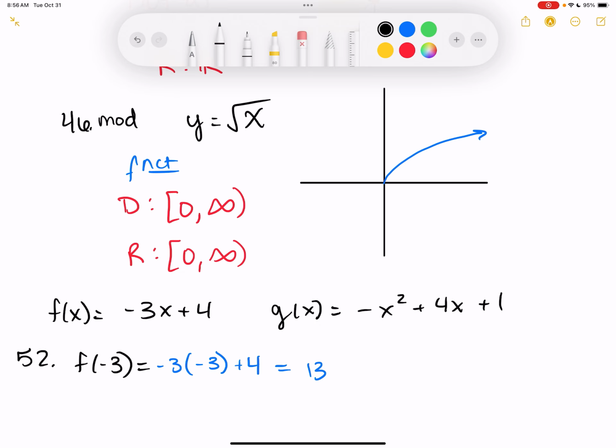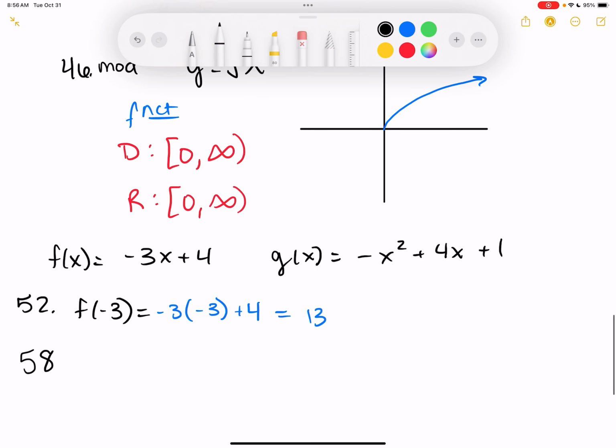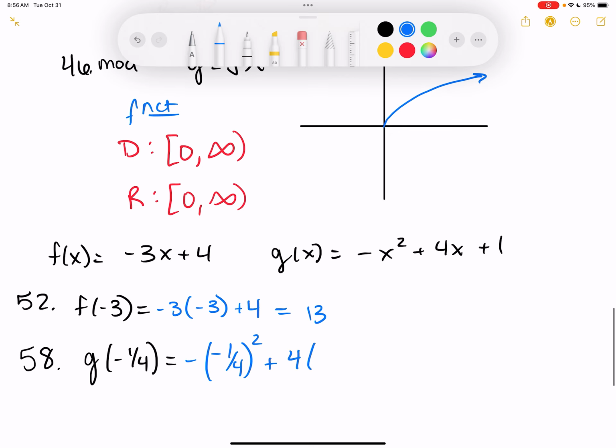Let's do one for g and then we'll be done unless y'all have questions. G of negative 1/4. So your favorite thing, I'm sure, fractions. So anywhere we see an x in this function, we are putting negative 1/4. So I have negative and then in parentheses negative 1/4 squared, and that's important because this squared is on the negative 1/4. Okay, so we have to do that first and then multiply it by the negative that was there to begin with. Plus 4 times negative 1/4 plus 1.